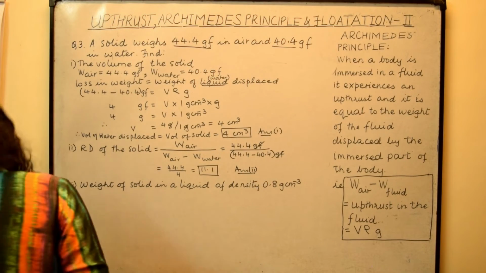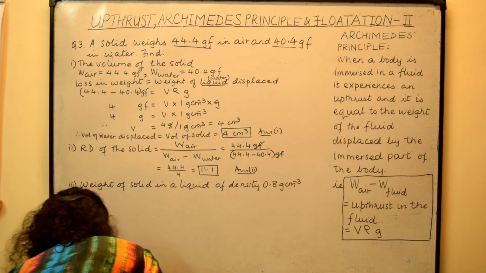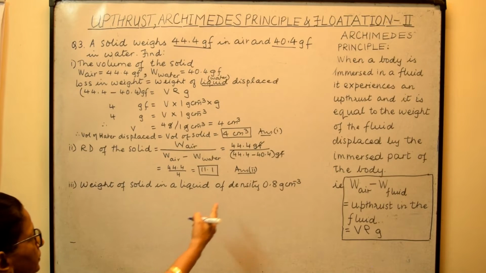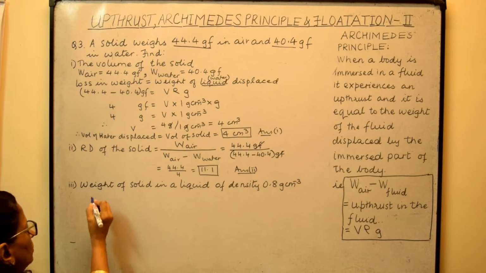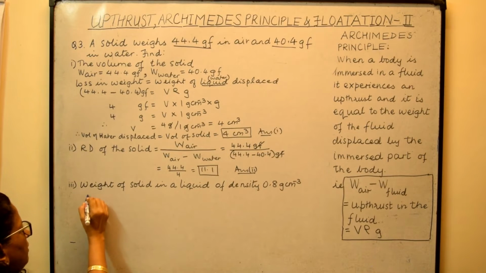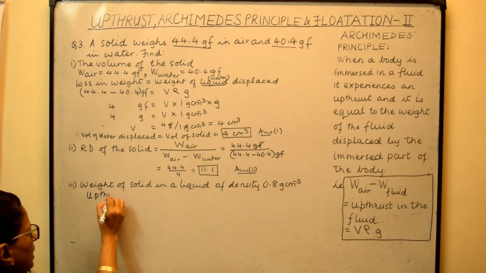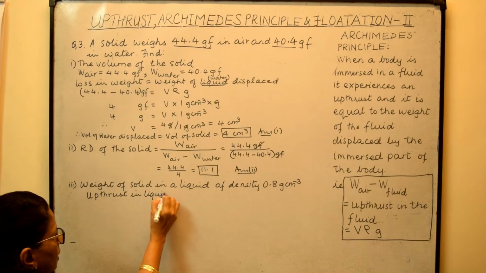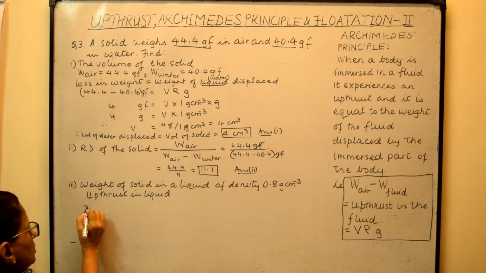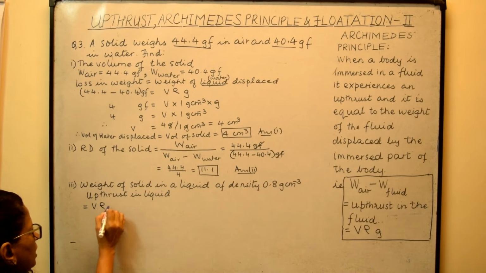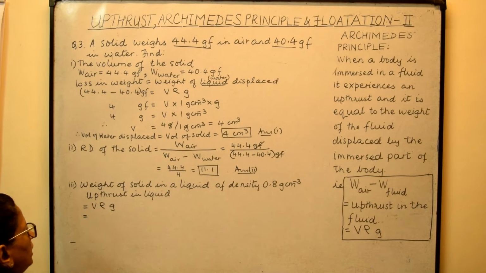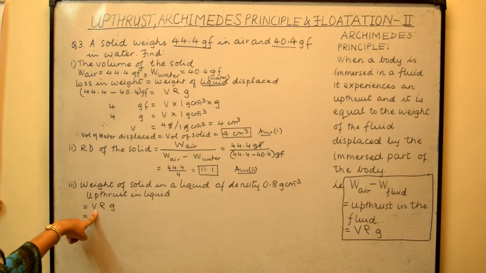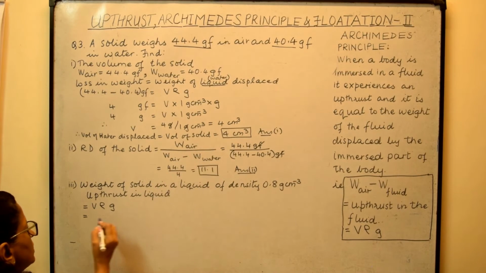Now let us come to the third part, where we talk about the weight of the solid in a liquid of density 0.8 gram per centimeter cube. Now in order to find that, we need to find first the upthrust in liquid. Now upthrust in liquid is going to be equal to V rho G, and the volume of the liquid displaced will be the volume of the solid, and volume of the solid came out to be 4 centimeter cube.